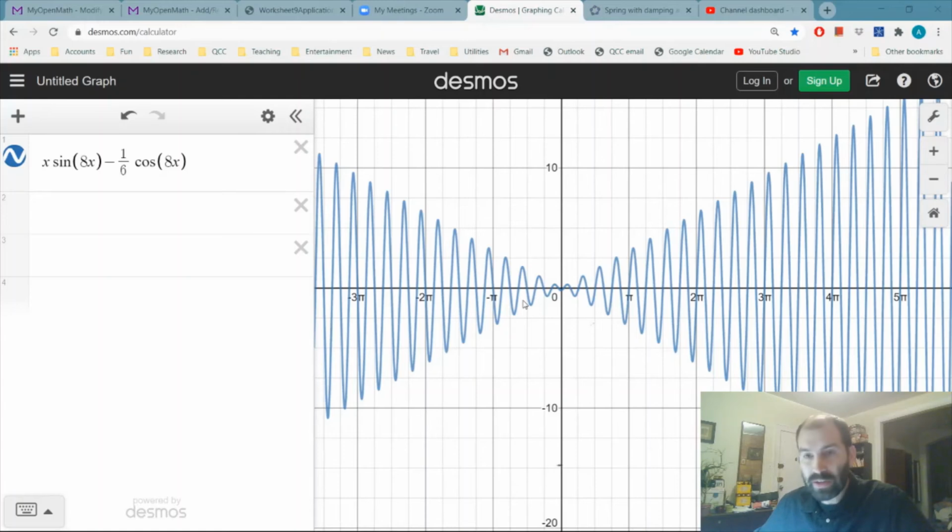So we looked at 3 different situations now. We looked at the situation where there was no external force, where there was an external force and it wasn't aligned with the natural frequency, and then we looked at this situation where the external force had the same frequency. Okay.